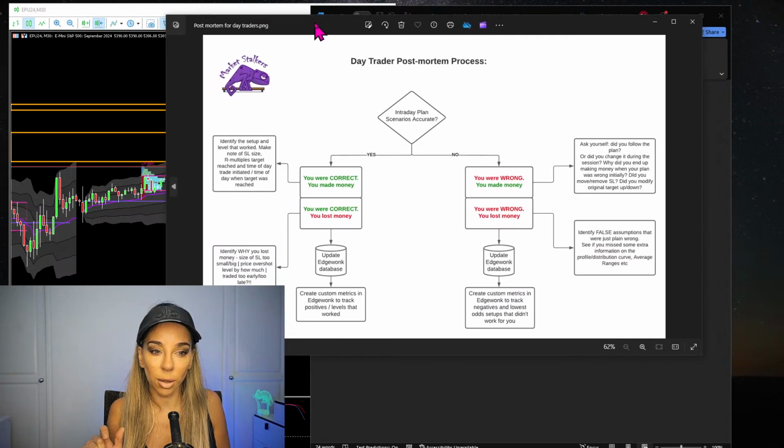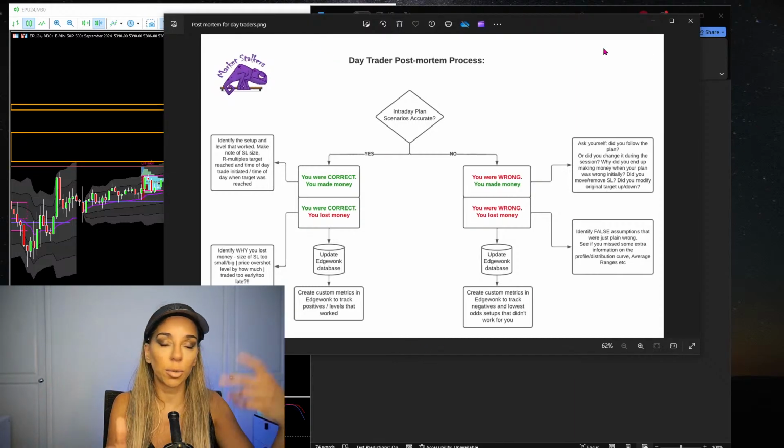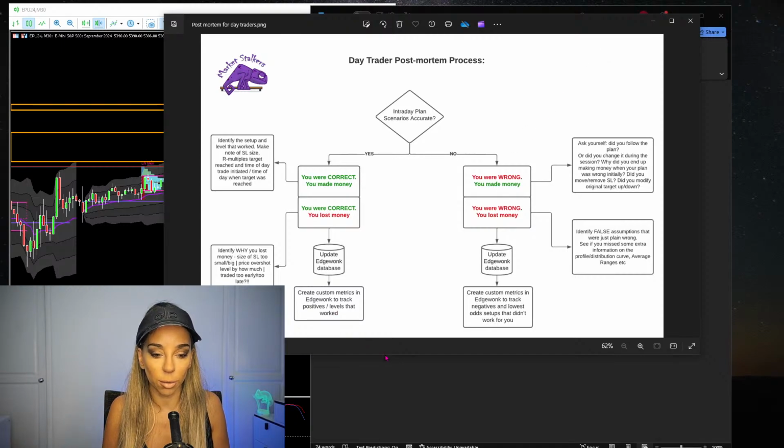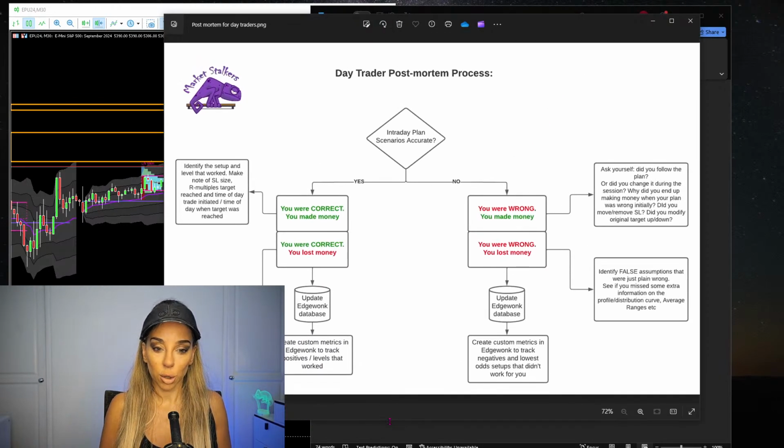And here's something that I have shown before. This is like a little day trader post-mortem process. Once you've set your plan and the day is done, you've done whatever you've done in the day, either did well or traded a bit muppety, here is how you can track all of that. I use Edgewonk for my statistics, but obviously we now have stats in TopstepX as well.